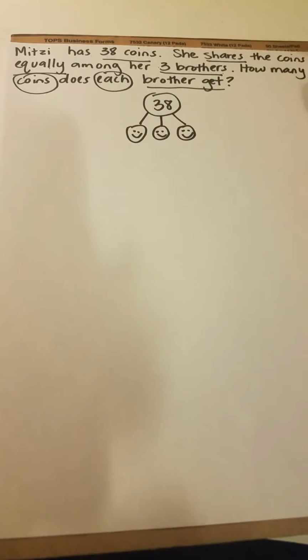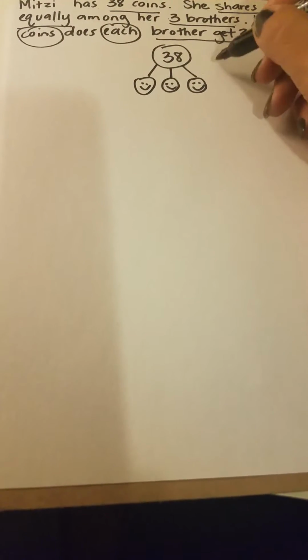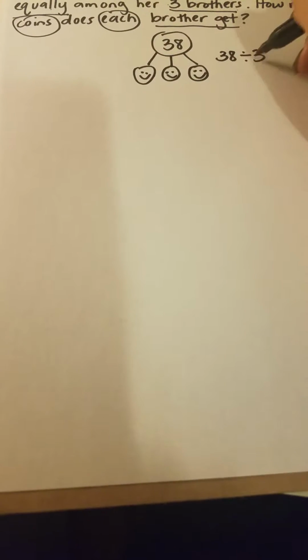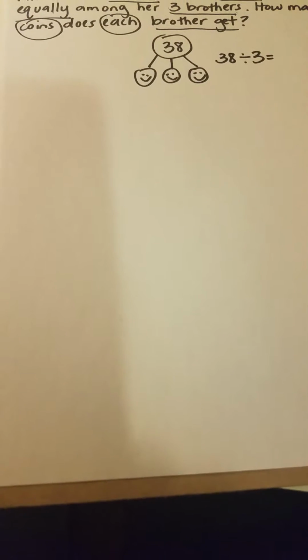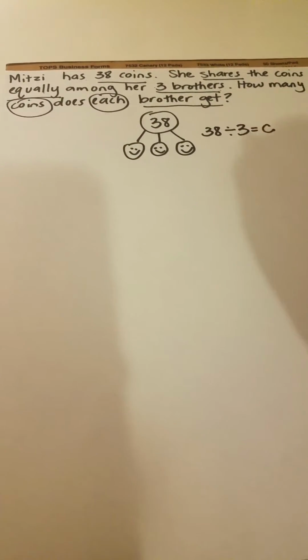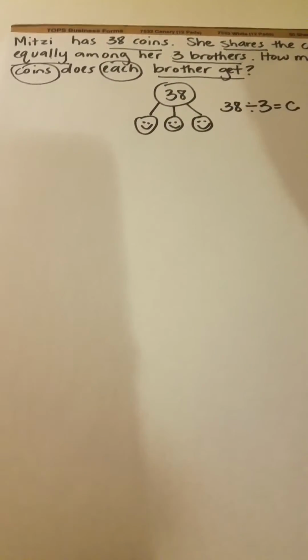So what we're going to do is we're going to go ahead and try to divide. I know it's division because I can see what's happening here. I'm breaking apart the 38 into 3 groups, and I'm trying to get a final answer. How many coins? Maybe C for coins. Okay, so now that I'm sure that it's division, I'm going to go ahead again and make 3 big groups.